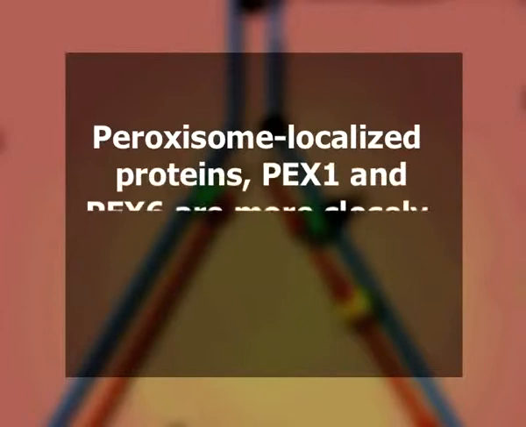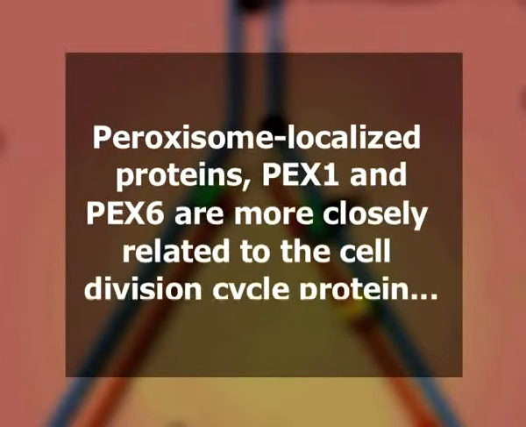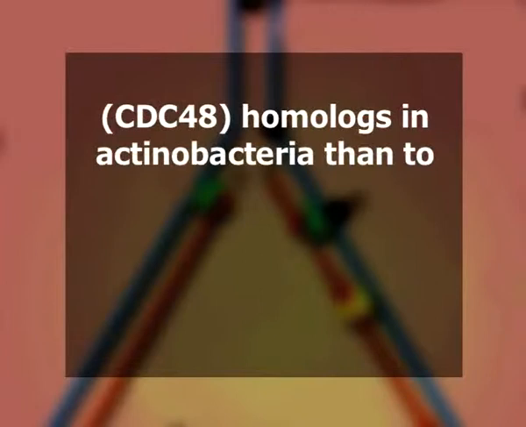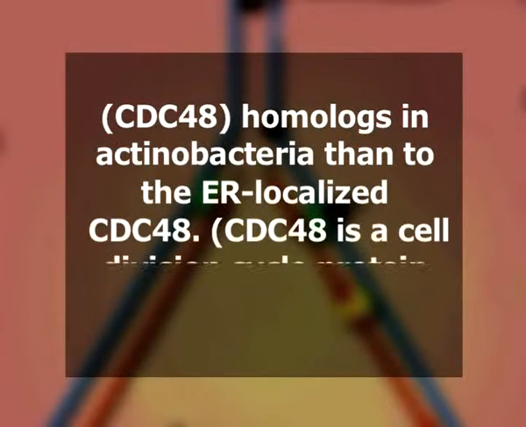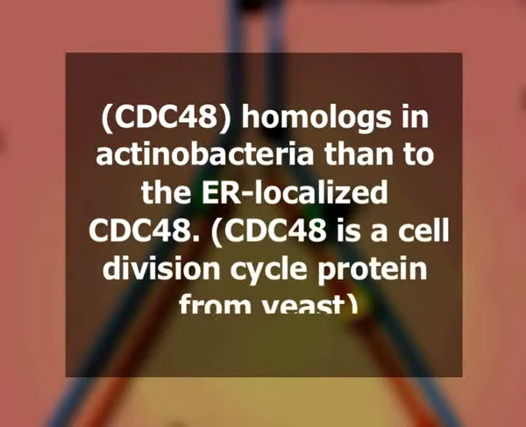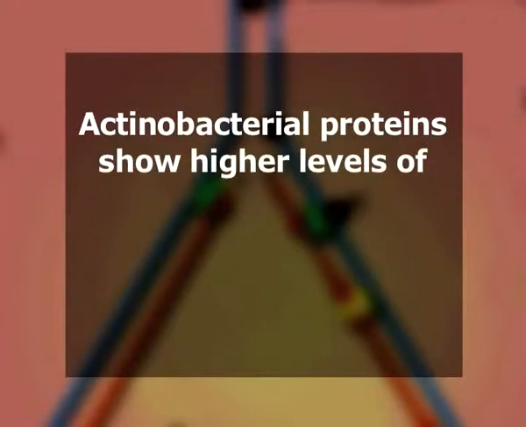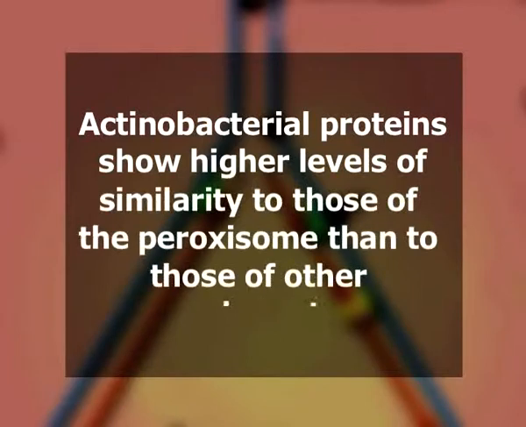Number 3, peroxisome localized proteins PEX1 and PEX6 are more closely related to the cell division cycle proteins CDC48 homologs in actinobacteria than to the endoplasmic reticulum localized CDC48. CDC48 is a cell division cycle protein from yeast. Number 4, actinobacterial proteins show higher levels of similarity to those of the peroxisome than to those of other prokaryotes.